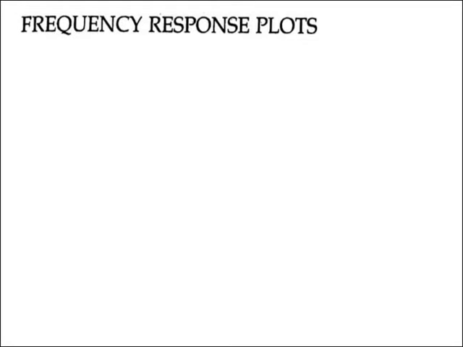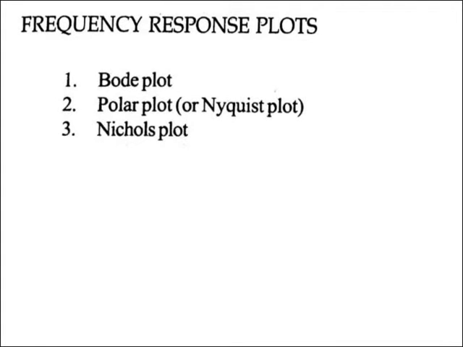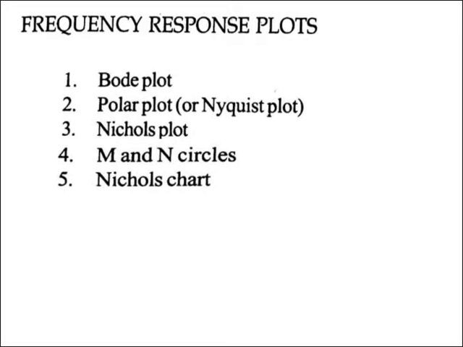Hello students, in this video I explain frequency response plots. What are the different types of frequency response plots used to calculate the frequency response of given open loop and closed loop systems? There are a total of 5 plots. The first 3 are the Bode plot, the polar or Nyquist plot, and the Nichols plot, the fourth is the M and N circles, and the fifth is the Nichols chart. So a total of 5 different plots are used to calculate the frequency response of given open loop and closed loop systems.